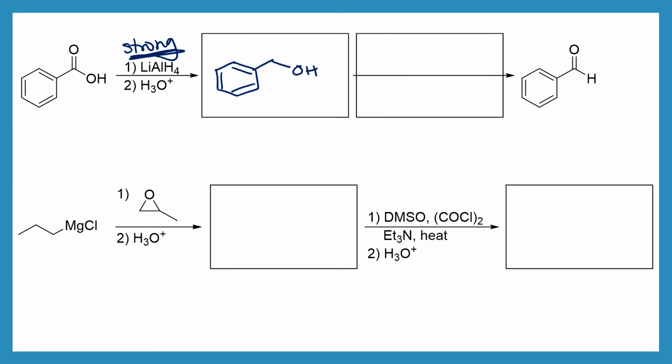And then the question becomes, how do I go from a primary alcohol to an aldehyde? There are two ways that you know to do that. Both of your mild oxidants will accomplish that. So you could do PCC or you could do Swern.